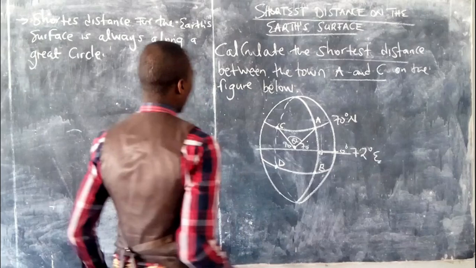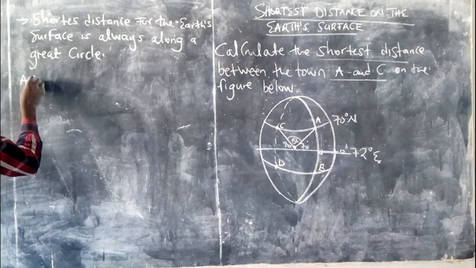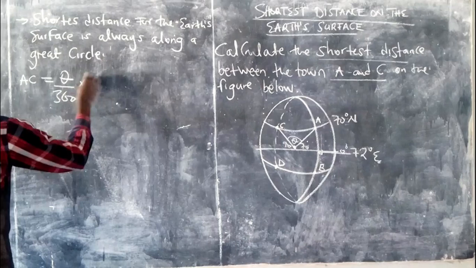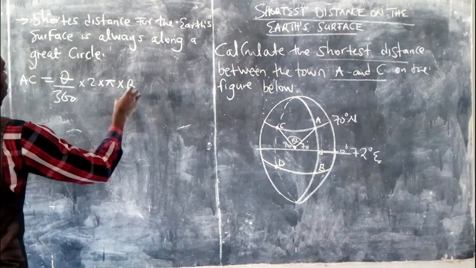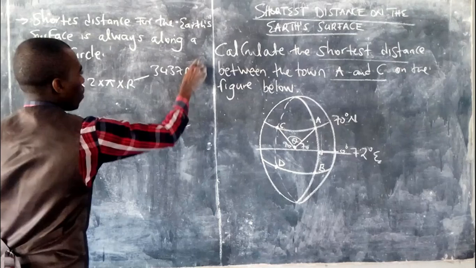Because we have already figured out that the shortest distance is the distance along a great circle, automatically, given the formula that we are looking for, we know that AC is equal to theta over 360 multiplied by 2 multiplied by pi multiplied by what? R. Okay? So this is the way it is supposed to be. Now, let's just find it in nautical miles. So the R we're going to use is 3437 nautical miles, but the questions will always be clear.